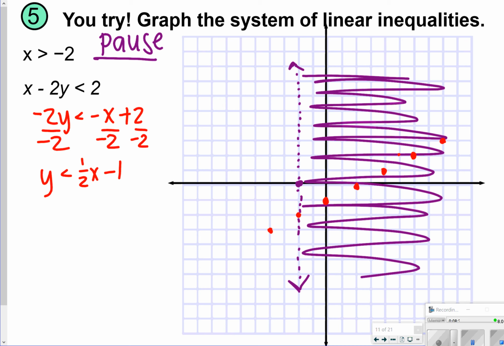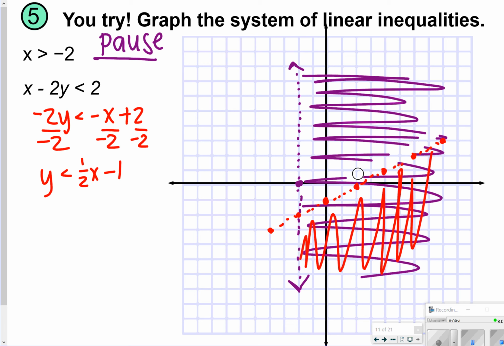Okay, and this one's dotted and less than or equal to, so you can already tell where your intersection should be. It should be this section right here. So again, if you want to go back and erase, you can.